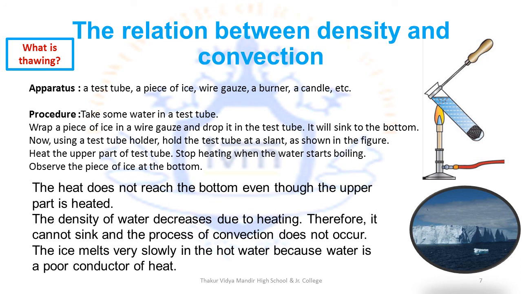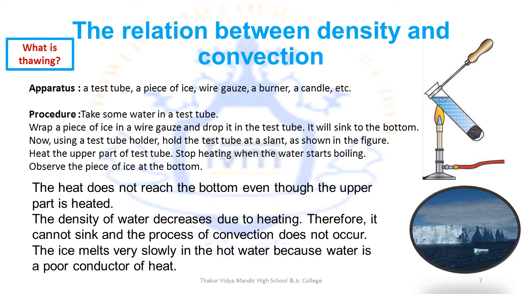Now in this experiment, we will make the piece of ice a bit denser and we will observe what happens. To make it denser, we will wrap the piece of ice in a wire gauze. For this experiment, we require a test tube, water, burner, candle and a test tube holder. And of course the piece of ice and the wire gauze.